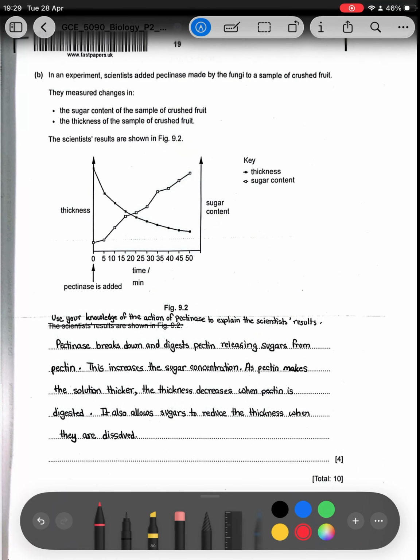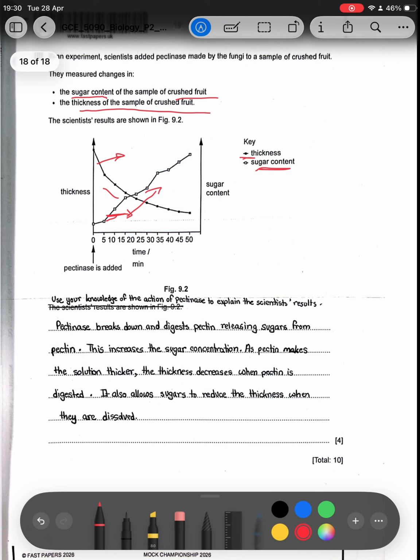So this will be our last question of the paper. In an experiment, scientists added pectinase made by the fungi to a sample of crushed fruit. They measured changes in the sugar content of the sample of crushed fruit and the thickness of the sample of crushed fruit. So in this graph, we can see the thickness, which is indicated by this line, and the sugar content, which is indicated by this line. From the pattern, we can notice that the thickness reduces when the sugar content goes up. And this is where pectinase is added. So the whole of the graph shows what happens after it's added. Use your knowledge of the action of pectinase to explain the scientists' results.